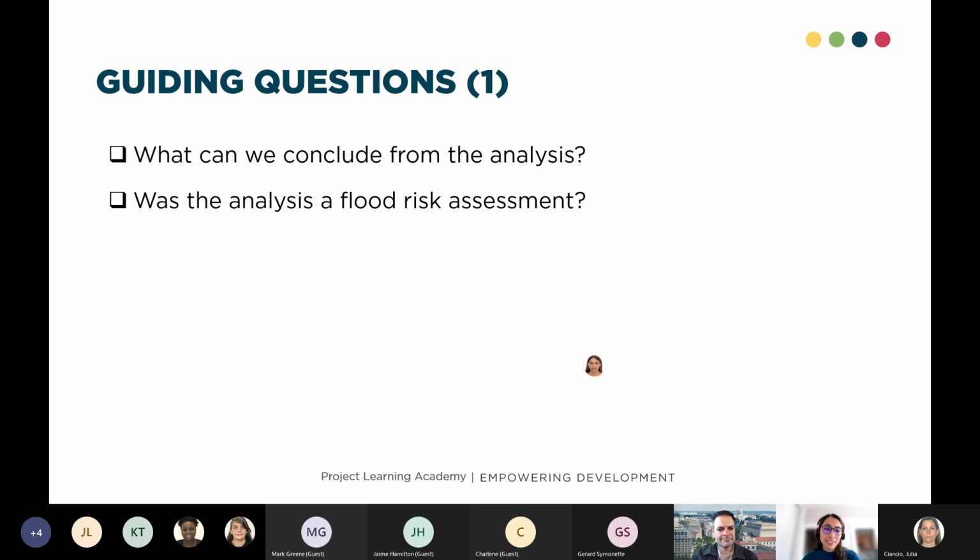Maybe someone is more interested in answering this question: was this analysis a flood risk assessment? I really want to know what you think. Considering the three components of risk: hazard, exposure, and vulnerability, can we conclude that this was a flood risk assessment?